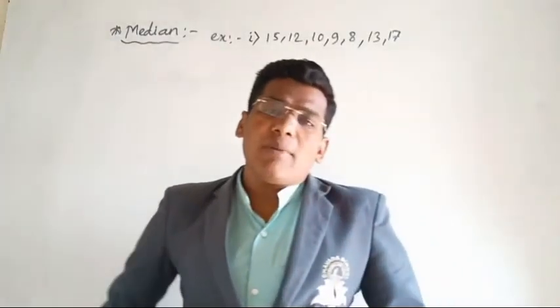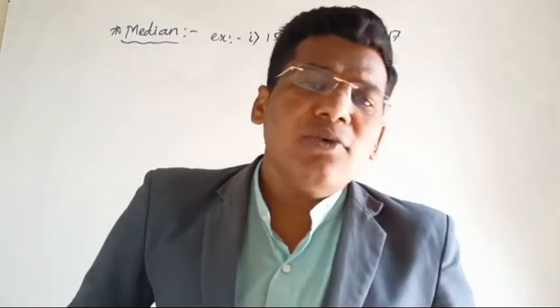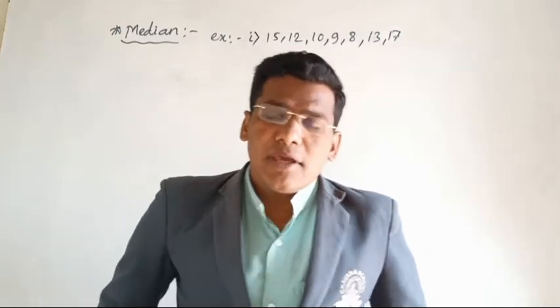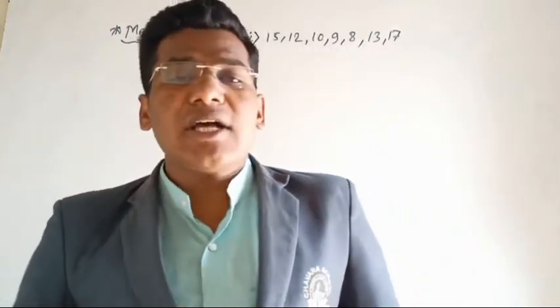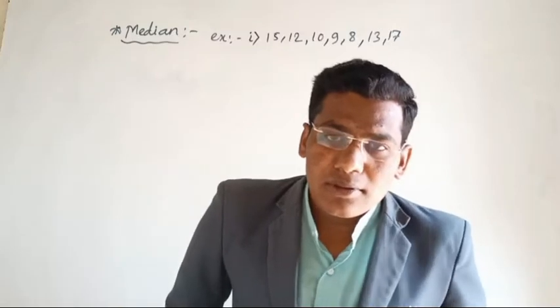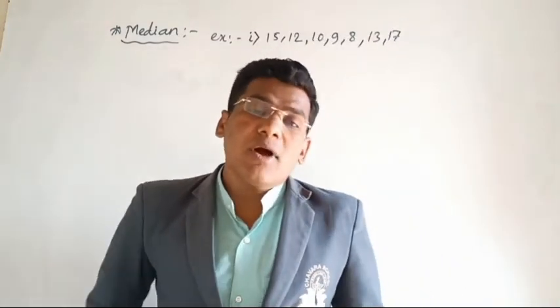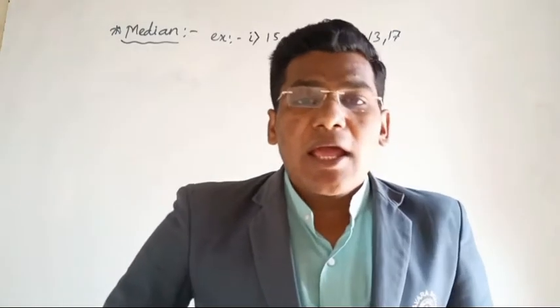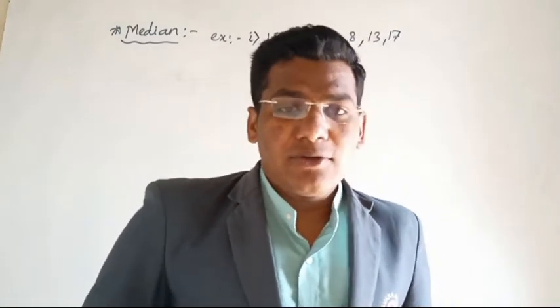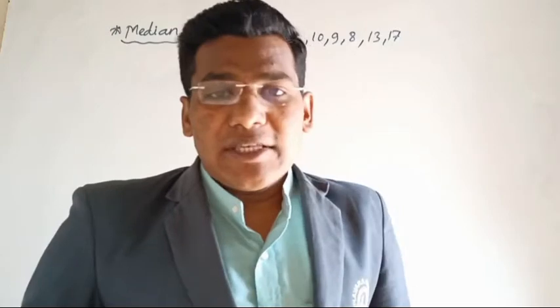Before going to the example, there are two formulas to find the median. If the number of observations is odd, there is one formula, and if the number of observations is even, then the formula is different. So we will see them one by one.